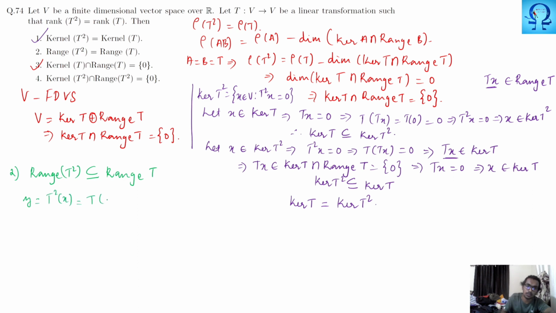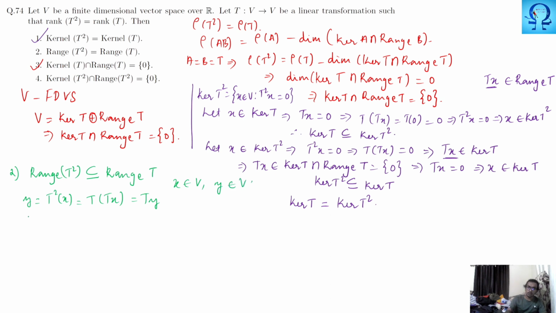So this may also be written as T of x. So this one, let me write it as T y. Okay, so I have started with z. So this may be written as T squared of x, and this may be written as T of x, and this Tx I am writing as y. If you see here, this x I have taken from V, this y is also a member of V.